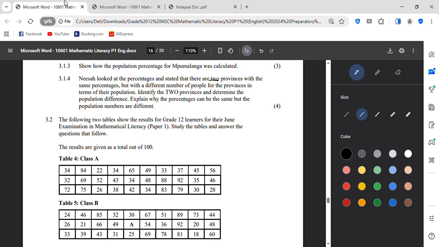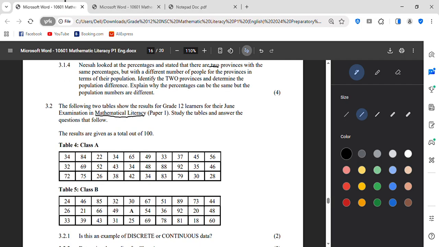3.2 says, the following two tables show the results for grade 12 learners for their June examination in mathematical literacy. Study the tables and answer the questions that follow. The results are given as a total out of 100. So this is the results for grade 12 learners for the June examination in mathematical literacy, paper 1.